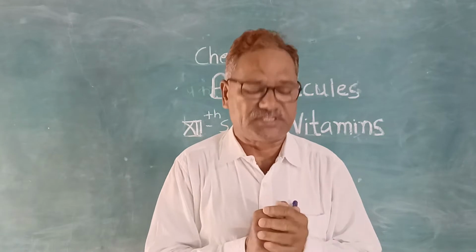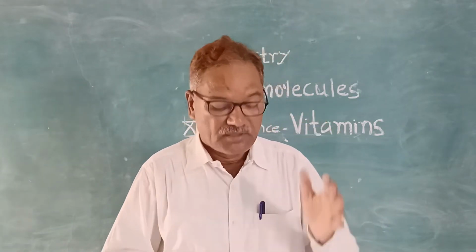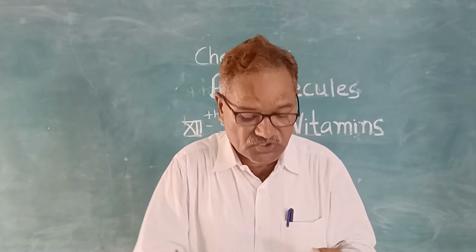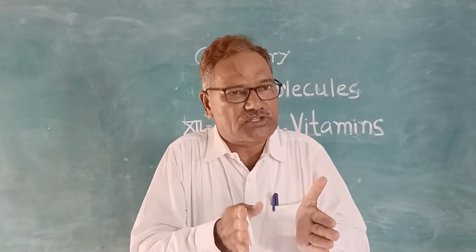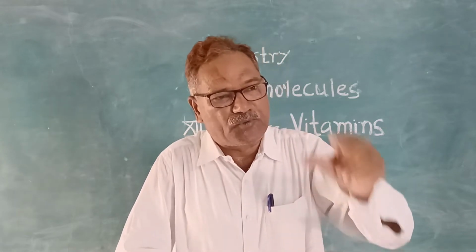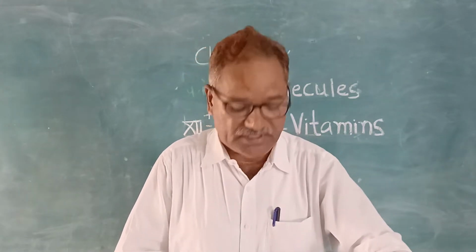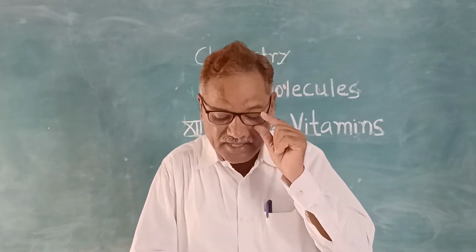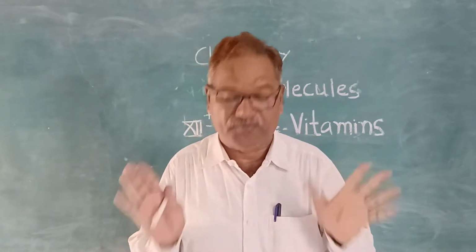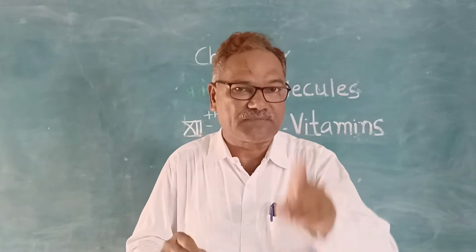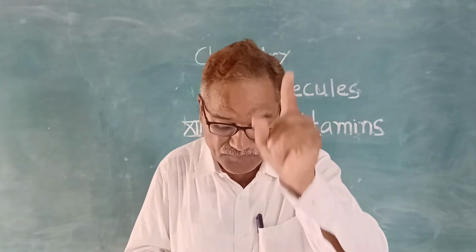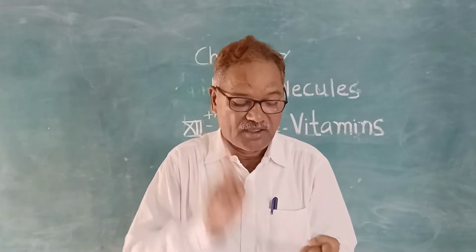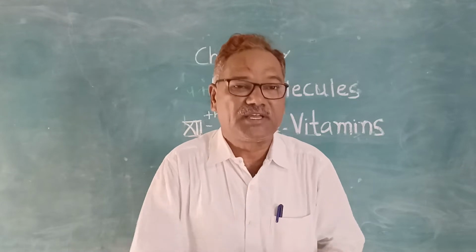Then there is vitamin B1, that is thiamine. The sources of B1 are rice, wheat, meat, and green vegetables. If we have inadequate B vitamin, there are diseases like beriberi. You know that beriberi is caused by lack of vitamin B. That is the disease. So we must eat rice, wheat, meat, and green vegetables.